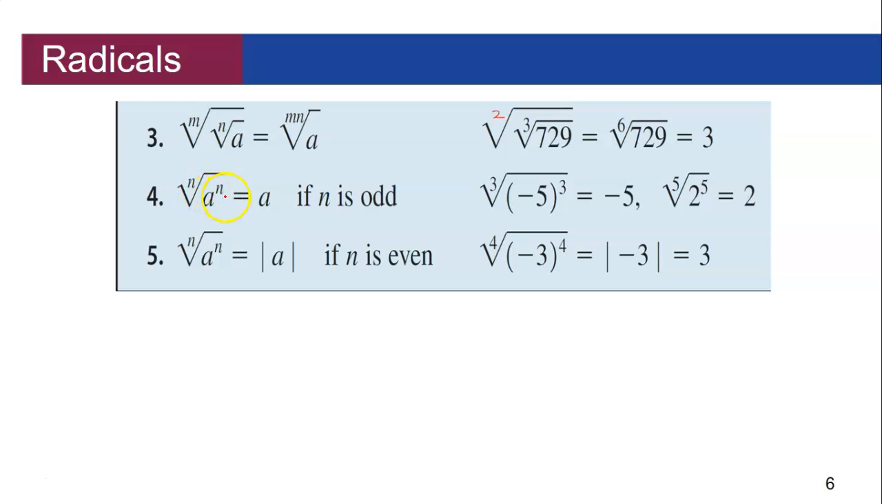Here, if I have the nth root of a to the nth, these are essentially going to cancel each other out and leave me with just the a. And that is in the case where n is an odd index. If n is an even index, then we need to make sure that this comes out as a positive, so we're going to have to put the absolute value around it. That's really just a special case. It's easy to forget that, but it does need to be there.